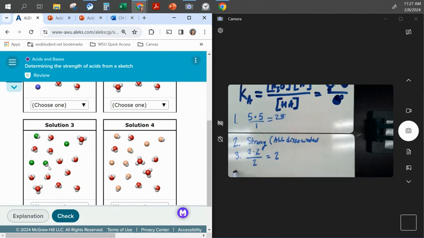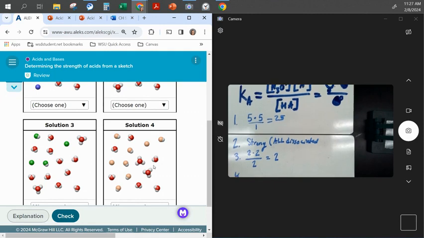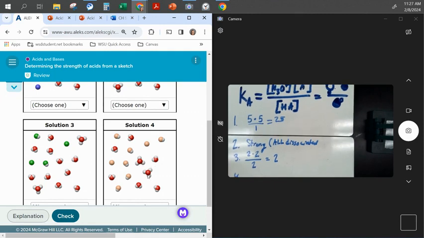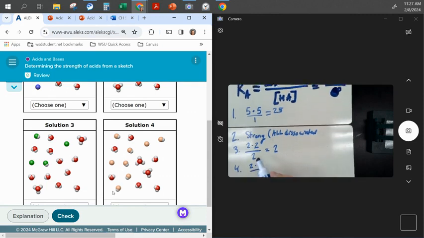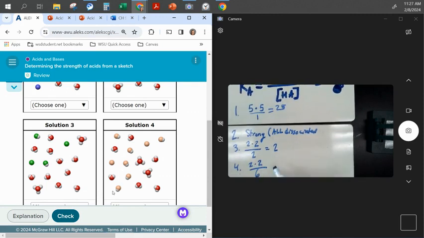Oh, and then the last one. Look for hydronium: 2 hydroniums times how many conjugate bases? 1, 2, okay, also 2. Should be the same. And then how many original acids? 1, 2, 3, 4, 5, 6. So 2 times 2 divided by 6. That's 4 divided by 6, which is 2/3.